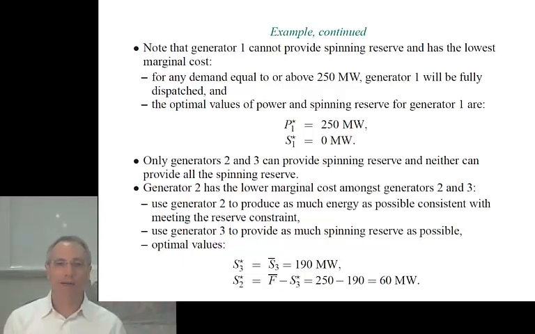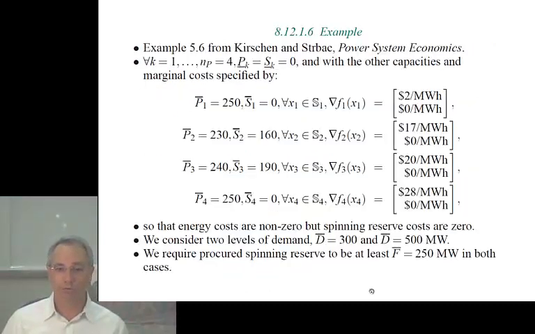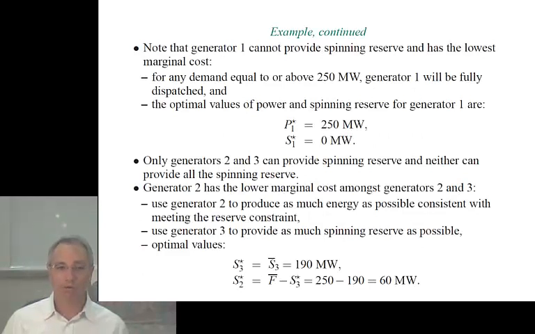And in particular, for any demand equal to or above 250 megawatts, generator 1 is going to be fully dispatched. The optimal values of power and spinning reserve for generator 1 are going to be, in this case, 250 megawatts of production, 0 megawatts of spinning reserve. Only generators 2 and 3 can provide spinning reserve. Neither can provide all of the required spinning reserve of 250 megawatts. So they're both going to have to provide spinning reserves.